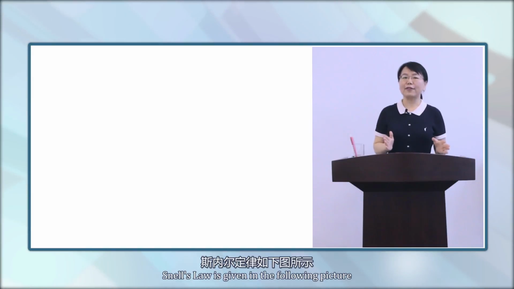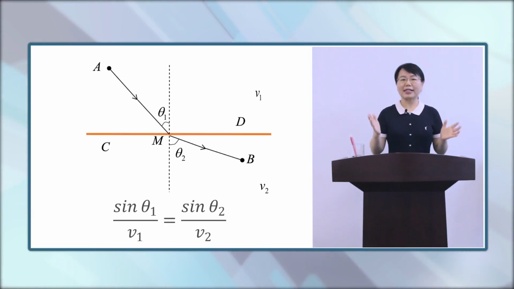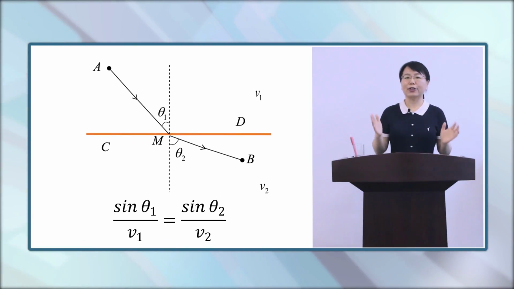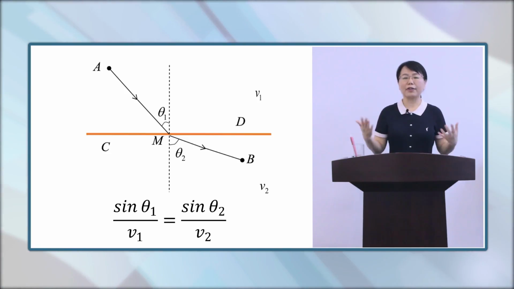Snell's law is given in the following picture. From this picture, we can see that the law is sine θ1 over v1 equals sine θ2 over v2. It's similar to our car traveling problem.